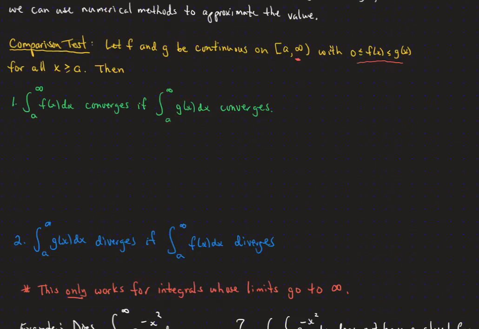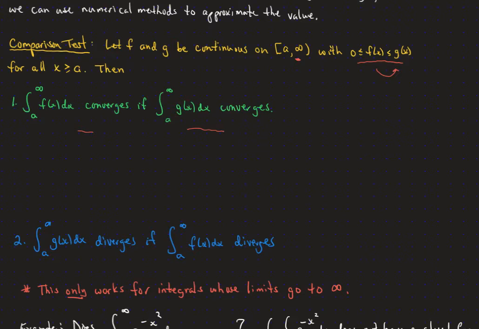So the first part says that the integral of f of x converges if we know that g converges. So f would be the one that we're really trying to determine. And if we can say that f is less than a function that we know converges, then our function is going to converge as well. That is, if a function is less than a known convergent function, then that function must converge as well.